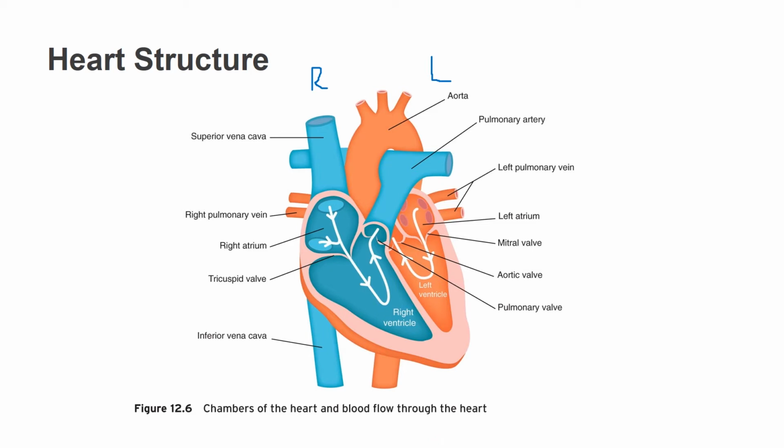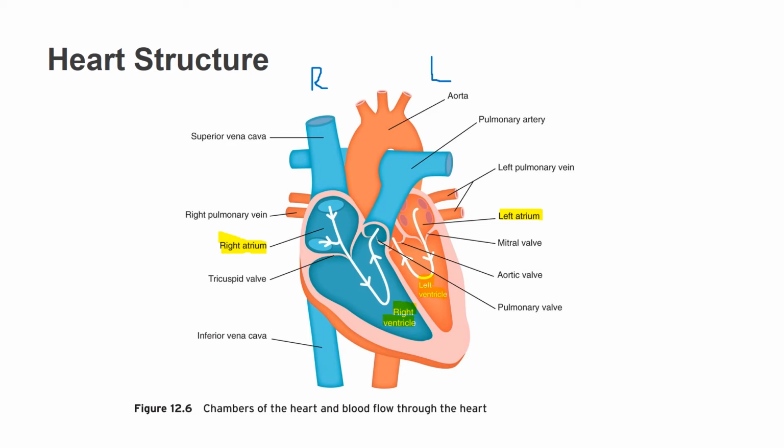On the right hand side, we have the right atrium, which is here. And we also have the right ventricle, which is here. And we have exactly the same on the left hand side. We've got a small left atrium, and we've got a larger left ventricle.